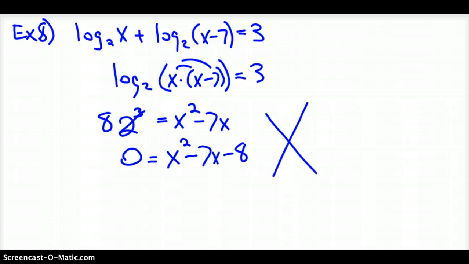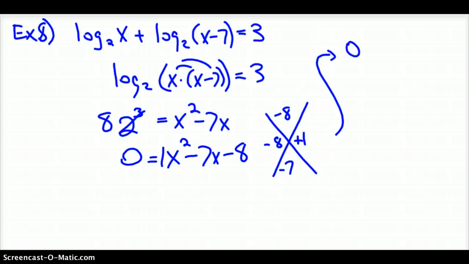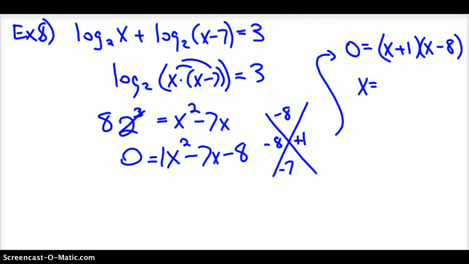The 1 times the negative 8 is negative 8. Middle term, negative 7. What are the factors of negative 8 that add up to negative 7? I see negative 8 and a plus 1. So that now means I can say 0 equals my binomials x minus 8, x plus 1. So my possible zeros are negative 1 and 8. What I have to do now is check these with my original equation.